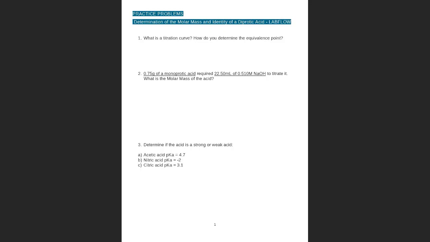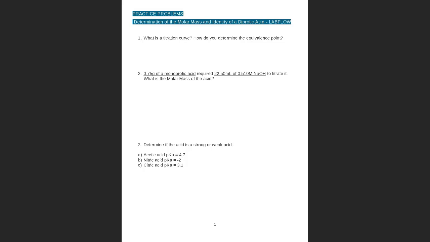What is a titration curve? And how do you determine the equivalence point? Okay, this is an easy question. A titration curve is the plot of the volume of titrant versus the pH. This is what we are going to work with today. And how to find the equivalence point? Just find the steepest slope in the curve.